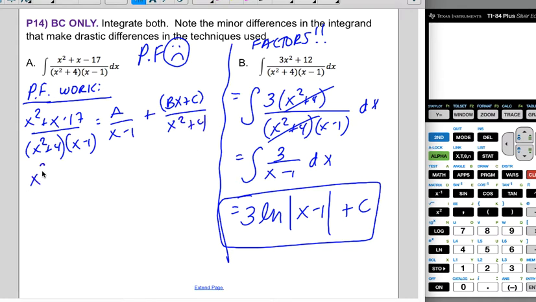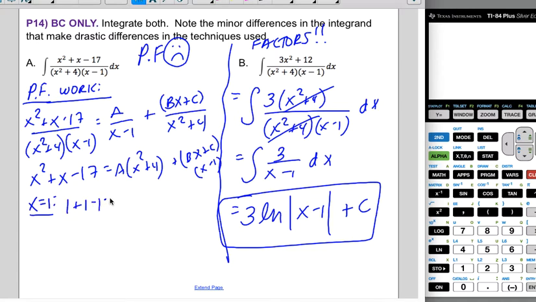When I clean this up to get the same denominator so I can set the numerators equal, the a is missing the x squared plus 4, right? The entire bx plus c is missing the x minus 1. So I'm going to go ahead and do clever sub. I can use x equals 1 to quickly find a, because x equals 1 will knock out the entire second set. So I'm going to get 1 plus 1 minus 17 equals a times 5, right? That's a negative 15 equals 5a. So a is a negative 3, and that's great.